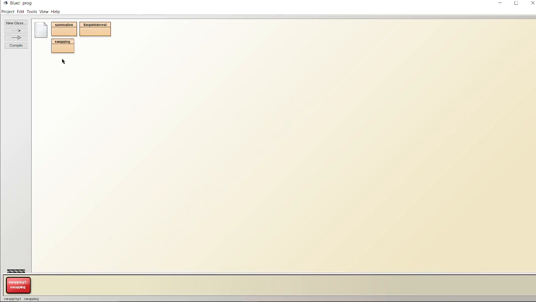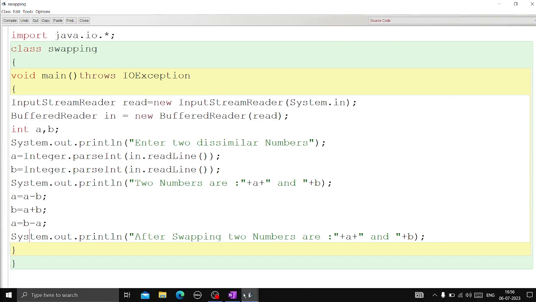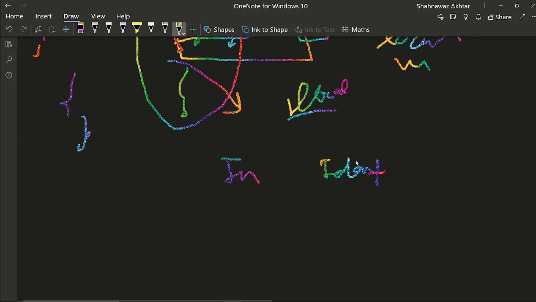I think you have got the logic. So for your reference, this is your code. Please try to write it down yourself. If you fail somewhere at a point, just take help only from this. All right. Now let me give you a next question.